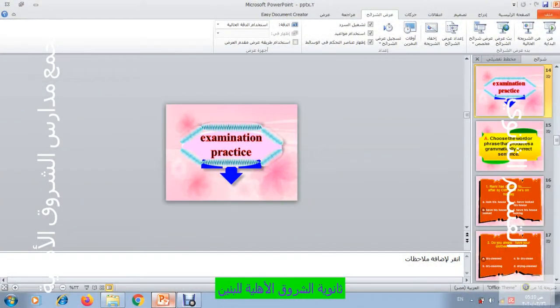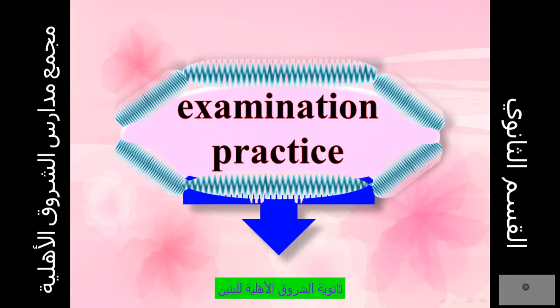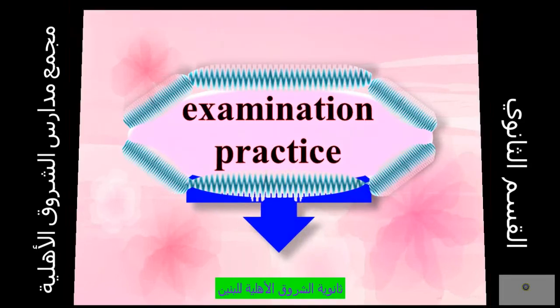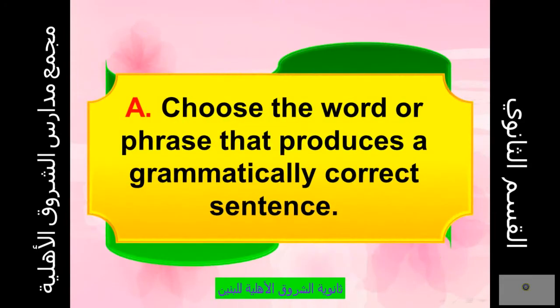My dear students everywhere. Today we are going to discuss a new lesson from Unit 4, page 49. Open your student book, page 49, and let's start our lesson together. Our lesson today is examination practice. Choose a word or phrase that produces a grammatically correct sentence.